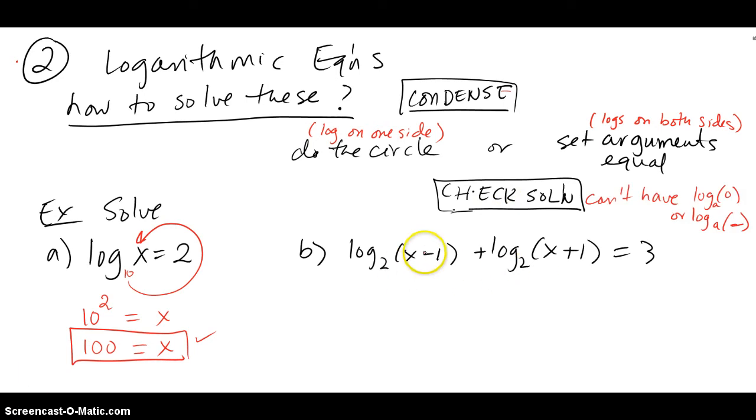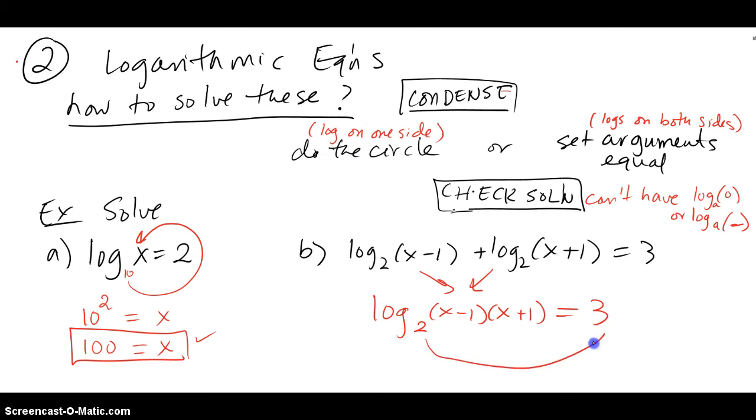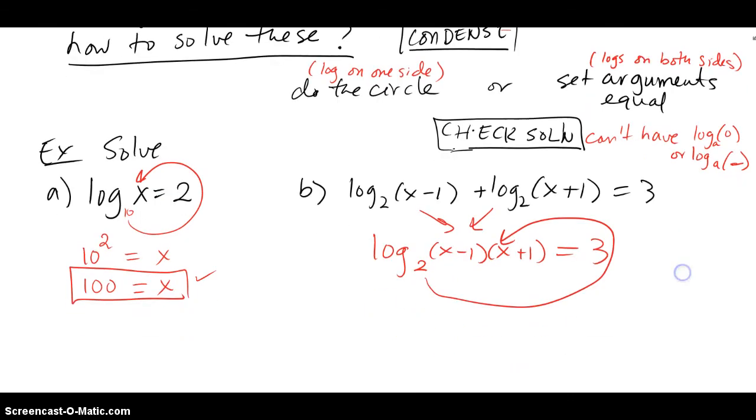Now part B is a little bit different because I have 2 logs on the left, so the first thing I want to do is use properties to condense the plus into a product. Very first thing you must do is condense. Once I have it condensed into one log, I only have log on one side, so I can do the circle on this guy as well and say 2 to the third must be equal to whatever that argument is. Now the logs are gone.